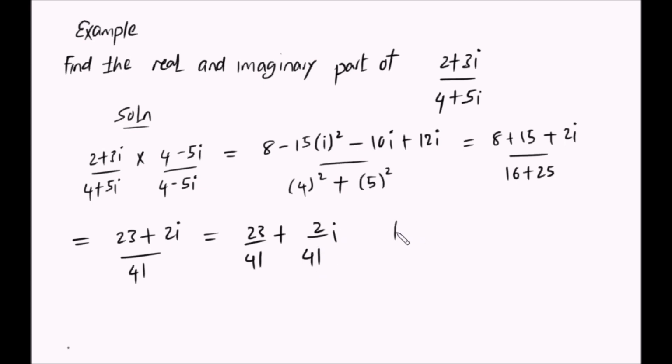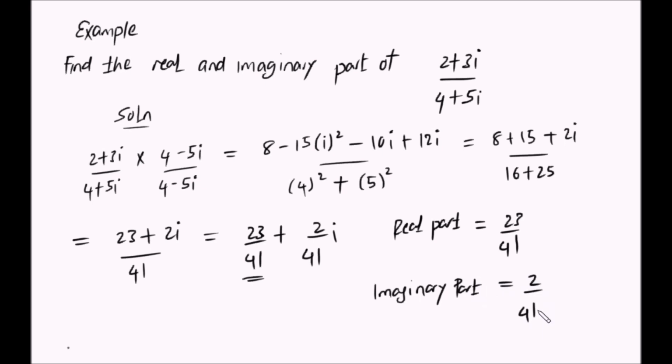So the real part of this complex number, the one which does not have an i, is 23 over 41. And the imaginary part is going to be 2 over 41. So this was example 1. Find the real and imaginary part. Here they are. Let's see another example.